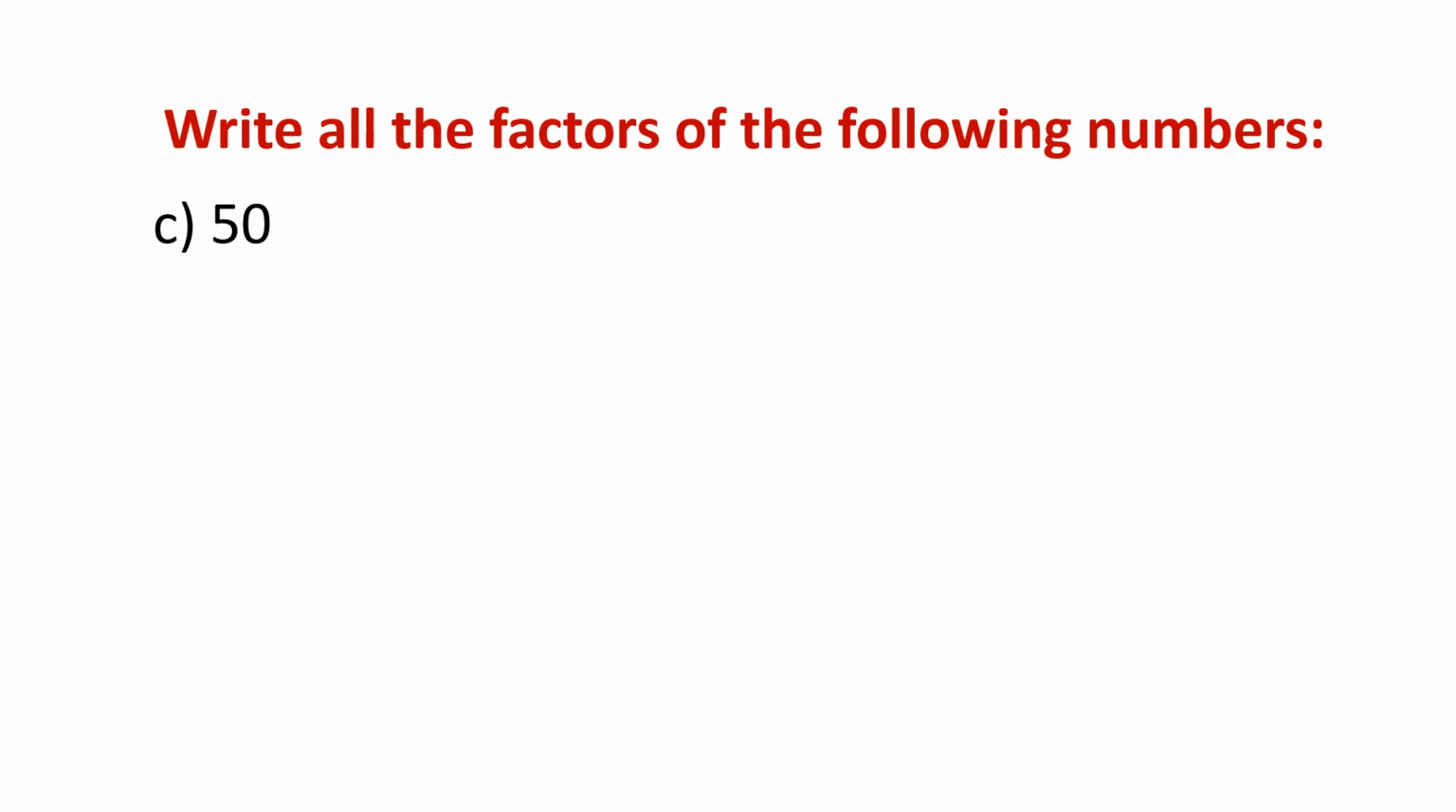Let's try another one. Question number C. Find all the factors of 50. So first write the number as a product of two positive numbers. And we have to think of all the possible combinations of 50. If you are listing factors, always start with 1 and the number itself. So 50 can be written as 1 multiplied by 50 is equal to 50.